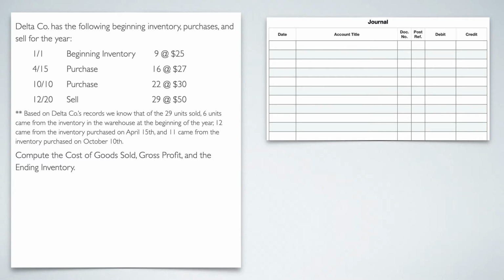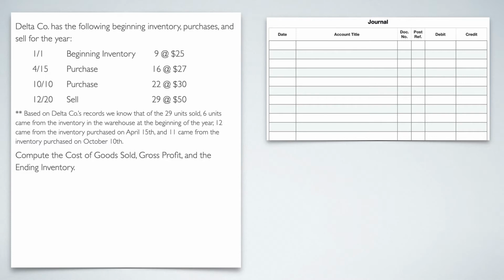So let's begin. On 1-1, it says the beginning inventory, we had 9 already in-house. Those 9 cost us $25 apiece. Now, we're not going to do a journal entry for that because they're already in our warehouse. They're beginning inventory, and remember, we do not do journal entries for beginning amounts. We only do it for the additions.